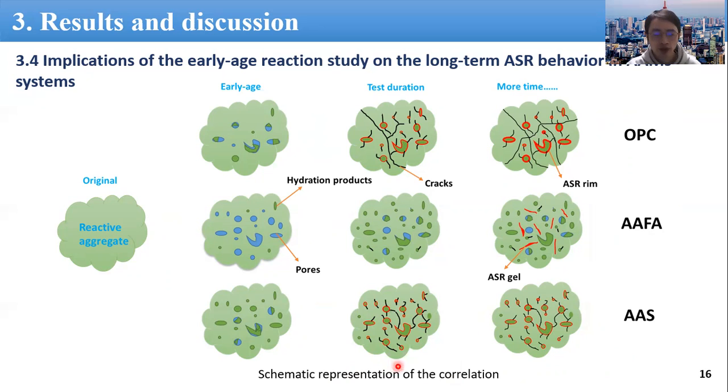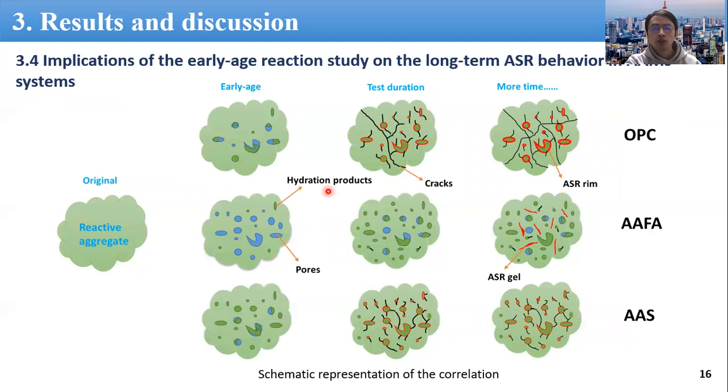This is the schematic representation of the correlations. In the early age, due to the low alkalinity pore solution of the OPC, the reactive silica in the reactive aggregate dissolved less in the OPC. But for the AFA and the AAS, due to the high alkalinity activator used, the reactive silica dissolved more in them. Due to the high reaction speed of the AAS, the pores were filled with reaction products, while the pores remain in the AFA due to its low reaction speed.